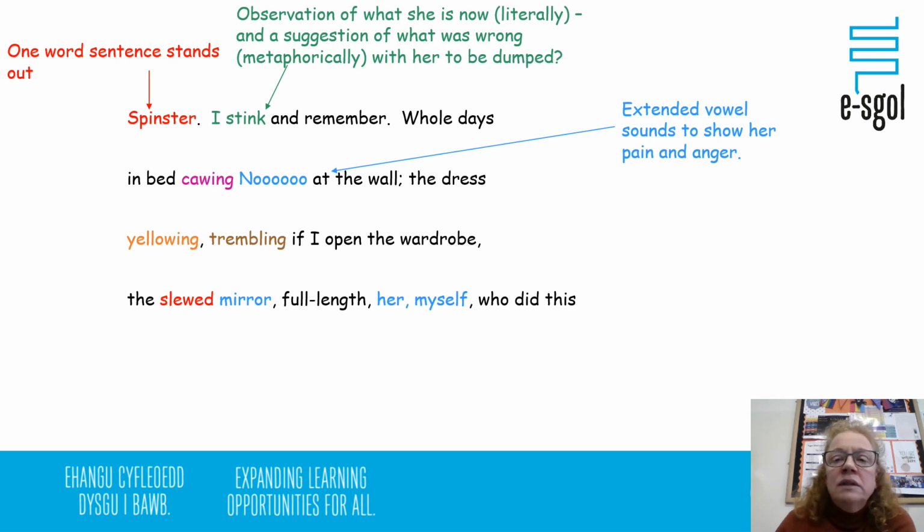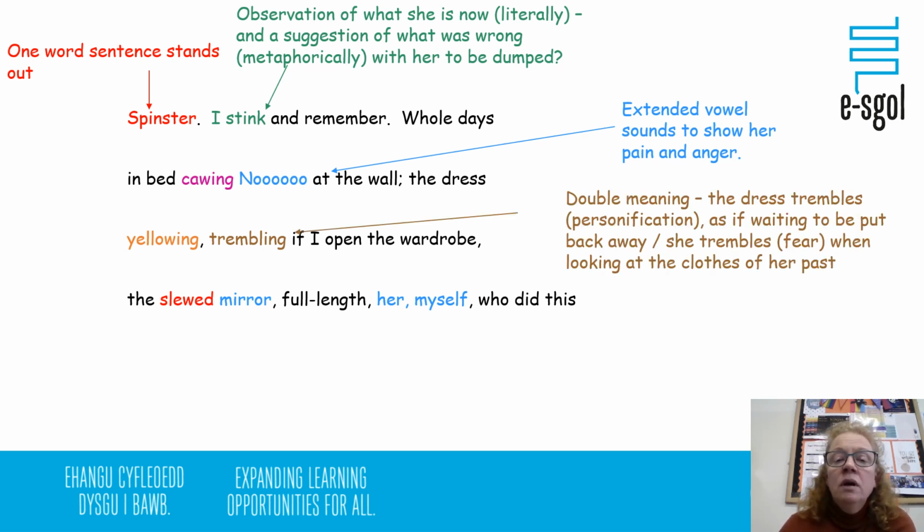So we've got the extended vowel sounds in "no, whole days in bed cawing no at the wall." Obviously that extended vowel sound suggests she's wailing, so that pain, that anger comes through there. The dress is trembling. So is the dress being personified? Is the dress scared that she's going to put it away? Or is she trembling in fear, which makes her dress tremble when she looks at the clothes of her past? The cawing "no" at the wall suggests a crow, so some dark, fairly gothic imagery, and you might want to look at that throughout the entire poem rather than just establishing it in one instance.